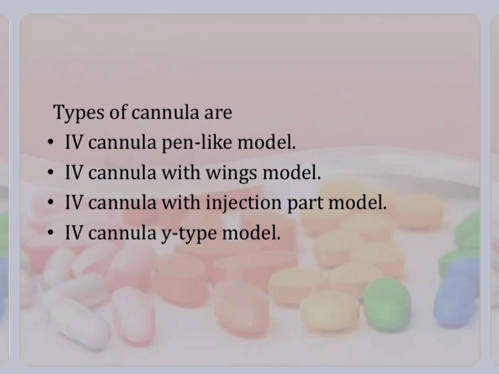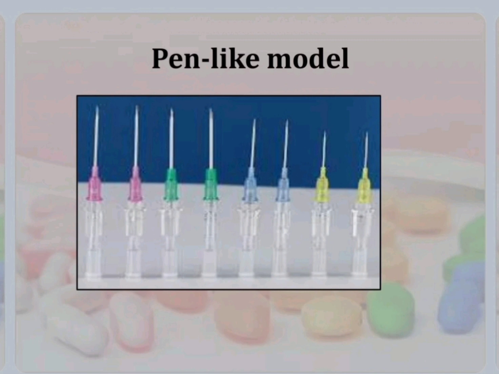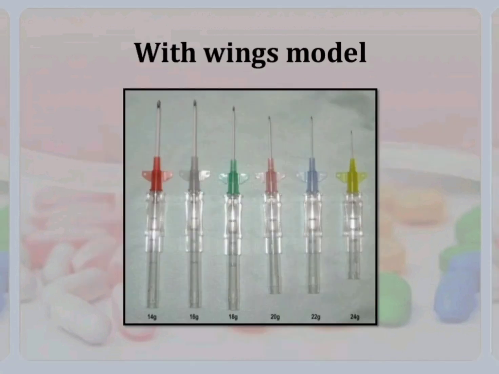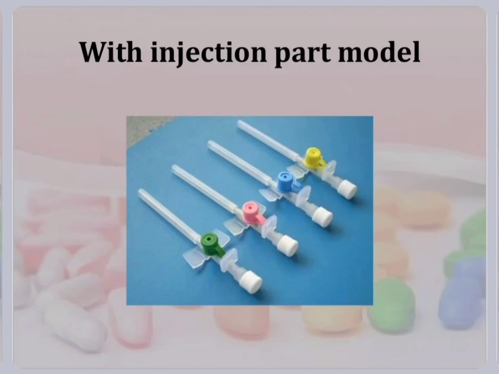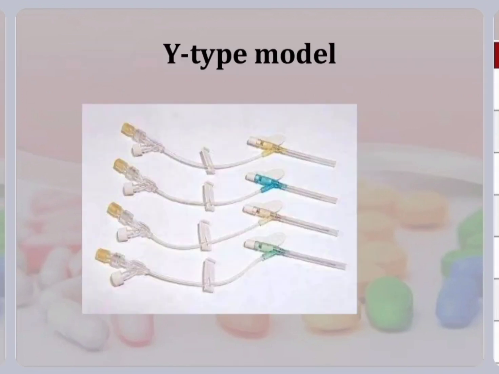Here I am going to briefly show you how these different types of IV cannulas look. The first type is the pen-like model, and here is how it looks. Then we have the IV cannula with wings model, and here is how it looks. The third type, commonly available in the hospital, is the injection port model. And the last type is the Y-type model, and here you can see how it looks.